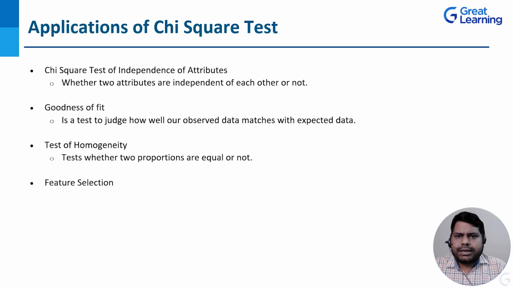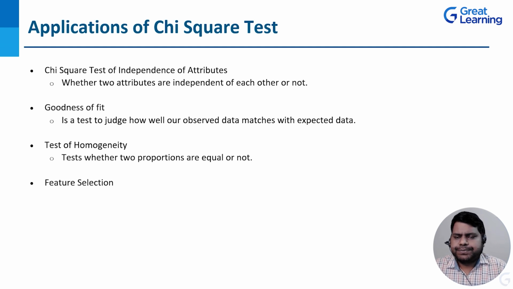Whenever we get data where we can see that there is only one row, and in that row we have various columns present that are categorical columns, but we have only one row present, in that case we can say that this is an example of goodness of fit.